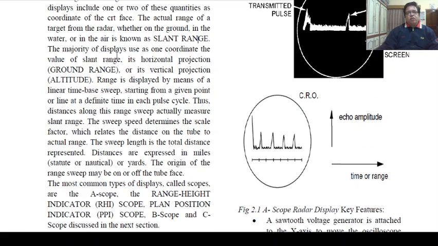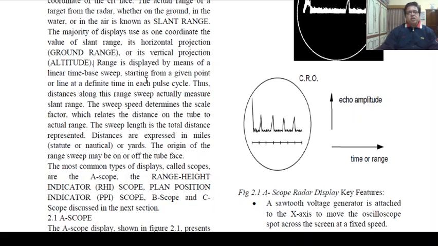The majority of displays use as one coordinate the value of the slant range, its horizontal projection, or its vertical projection. Slant range horizontal projection is known as ground range, and its vertical projection is known as altitude. Okay?